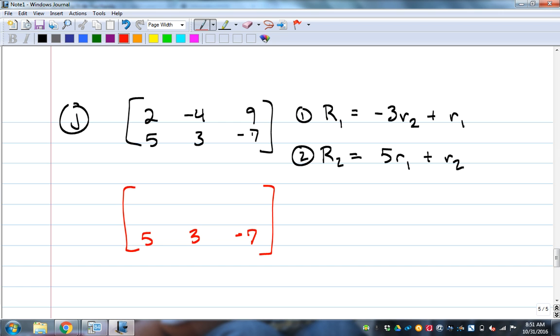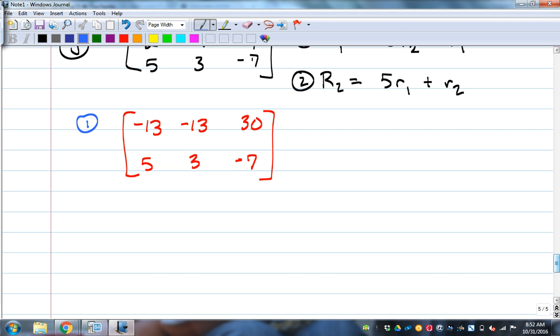So -3 times 5 plus 2, -13. -3 times 3 plus -4, -13 again. -3 times -7 plus 9 is 30. Okay. So that's after row operation number 1.